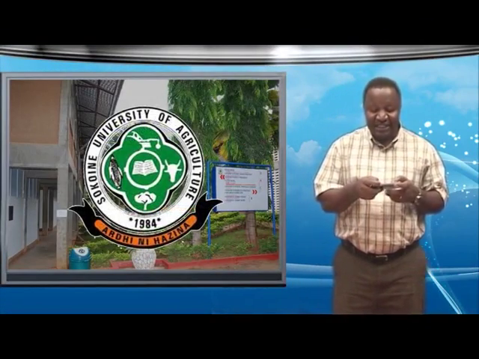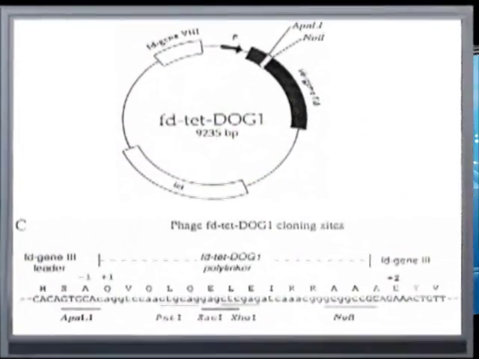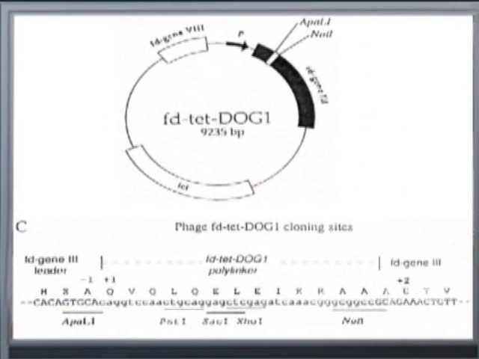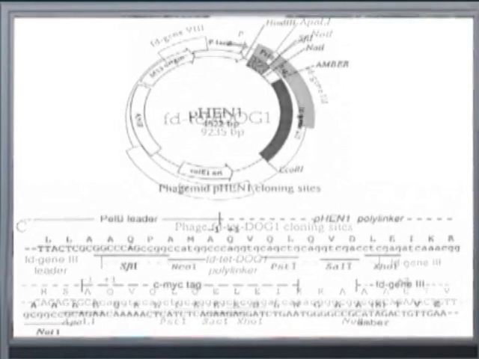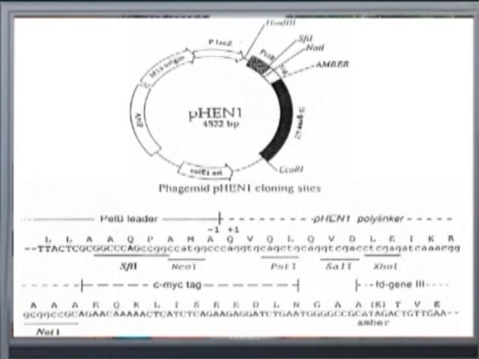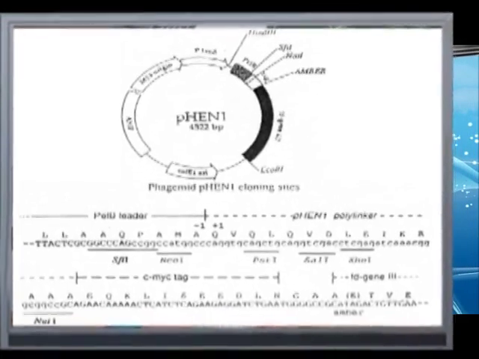So there are vectors that are meant for phage display. For example, here I have the fd-tet DOG1, and it contains different molecules, or genetic information, that are important for cloning and expression of peptides. There is another vector here, the pHEN1. As you see here, there is the so-called histidine tag, and the histidine tag will be important in purifying such proteins. And then it contains the myc tag that is also important in selecting or trapping the bacteriophages that are expressing the protein. And then you have the gene 3 structural protein.